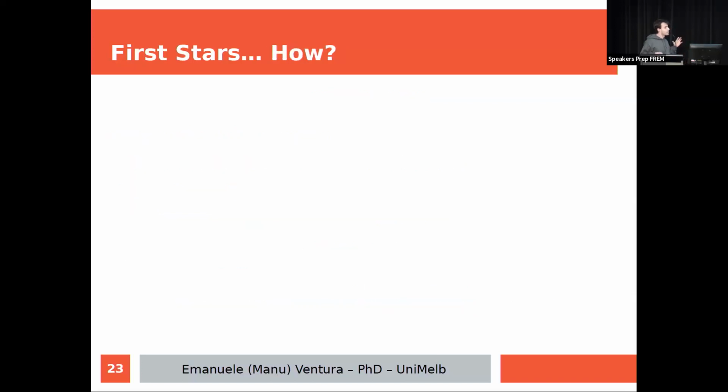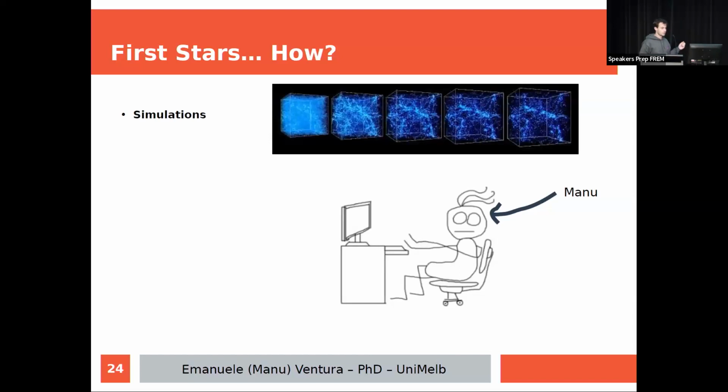Okay, so now we know our ingredient. Now we just have to decide our technique. How are we going to cook our pop 3 stars? Are we going to put it in the oven? Are we going to stir fry it? Well, of course, I'm going to use simulations because there are no observations. So here there is a pretty accurate portrait of myself.